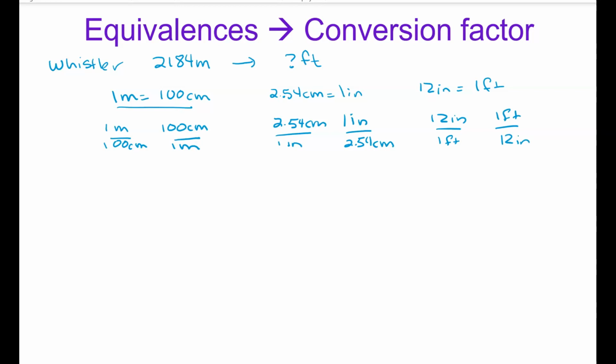Okay, so I'm starting out. We usually start with our known quantity, and our known quantity is that elevation. So 2,184 meters. And I know I want to wind up with feet. I want to get rid of meters. So I'm going to use the conversion factor that puts meters in the denominator. So 1 meter is equal to 100 centimeters.